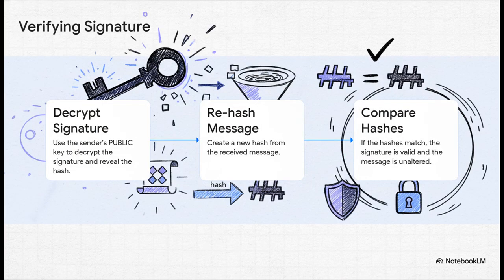Now, when someone receives your message, they can verify it. And this is where it all comes together. They use your public key, which is available to everyone, to decrypt your signature. That reveals the original hash you created. Then they take the message you sent and they create their own hash of it. If the two hashes match, it proves two critical things. One, since their public key worked, it proves only you could have created it with your secret private key. And two, since the hashes match, it proves the message wasn't changed by even a single byte along the way.